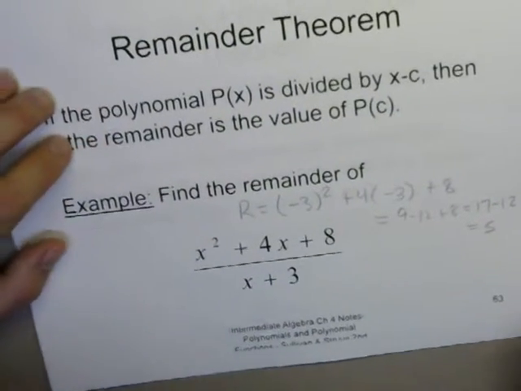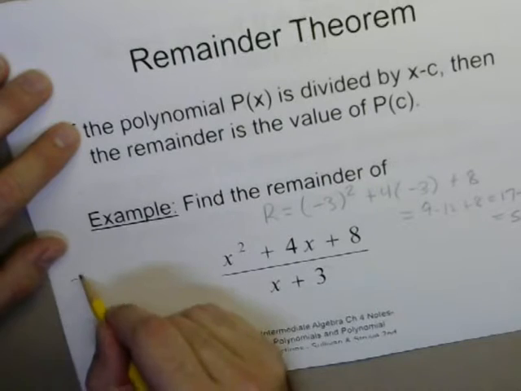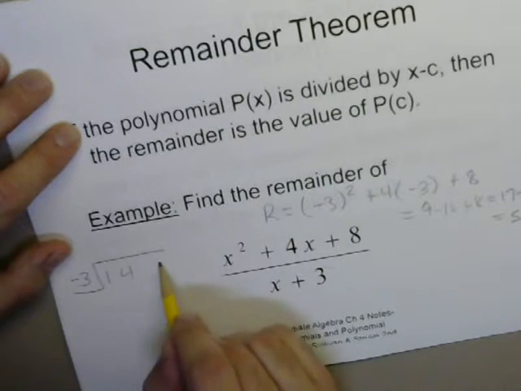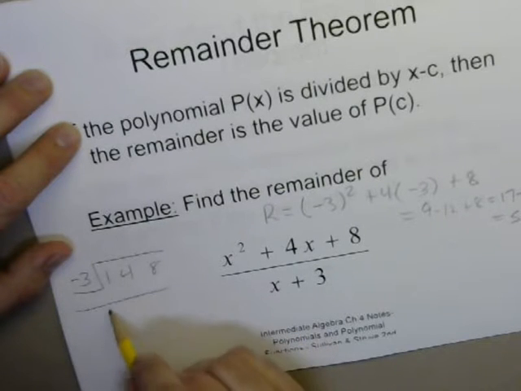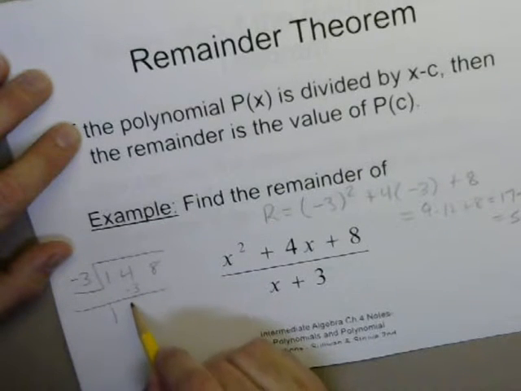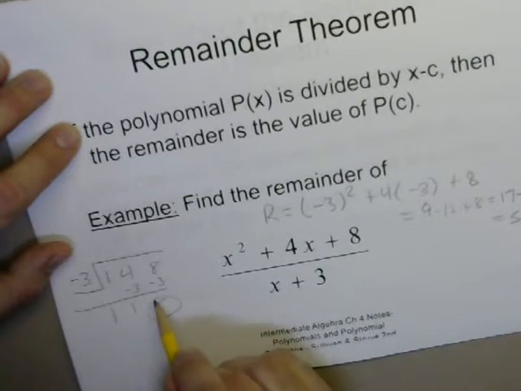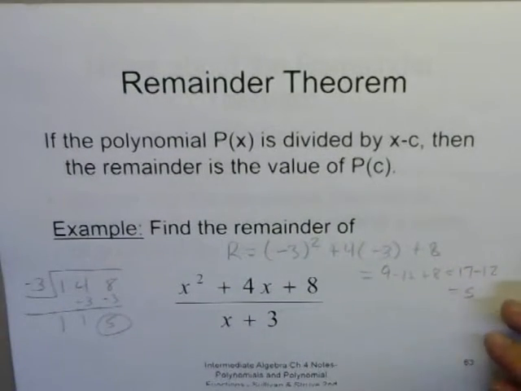And again, if you don't believe me, you could actually do the long division on this one. Let's do synthetic in this case, right? So you'll get 1, 4, 8. So bring down the 1, negative 3, 1, negative 3, and you do get 5 as a remainder, right? So it does give you the remainder.